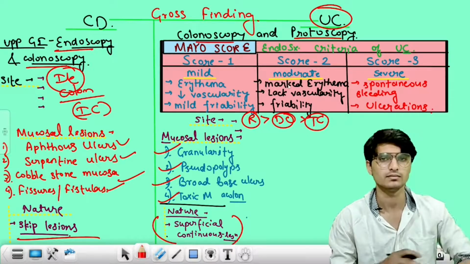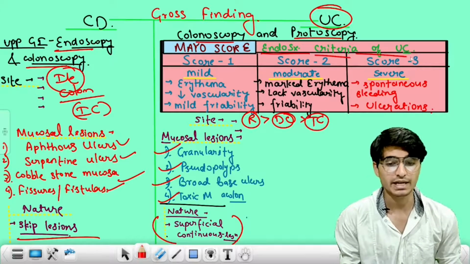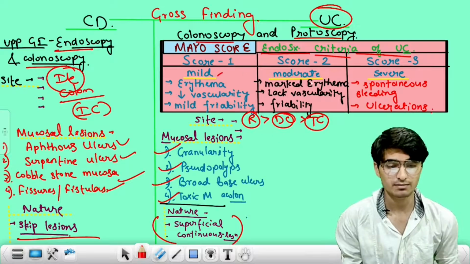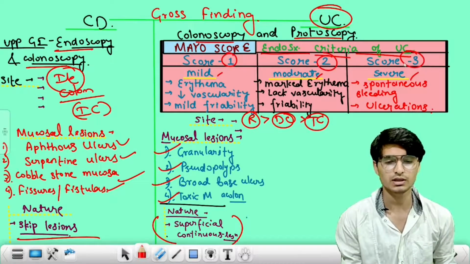Okay, so this is what? So now we will discuss the Mayo score, that is basically the endoscopic criteria for the assessment of UC. So we're just having 3 grades: mild, moderate, severe here, right? And score is 1, 2, 3 respectively.